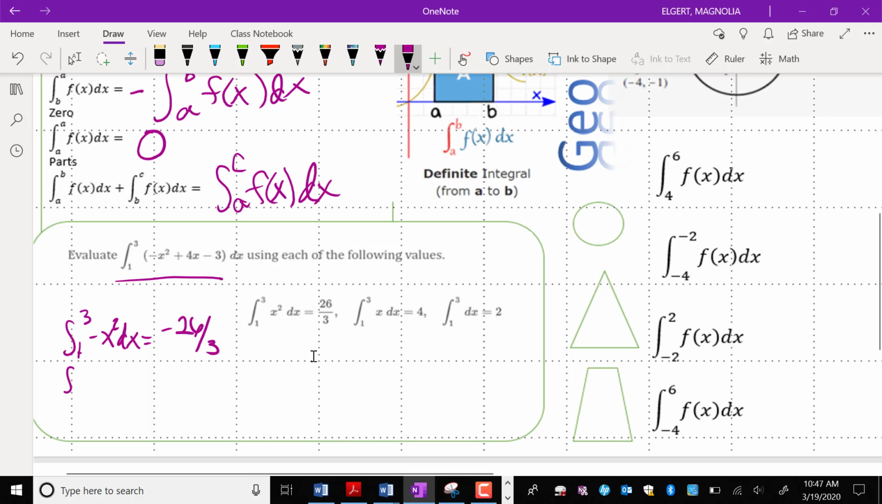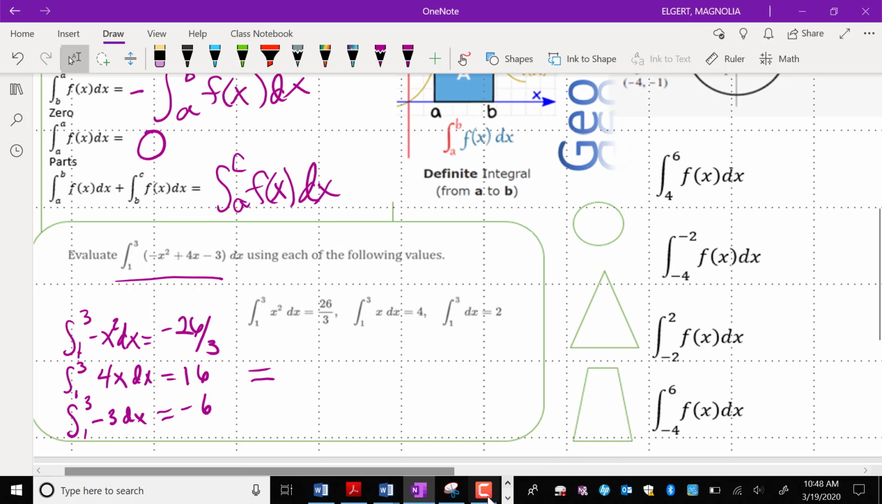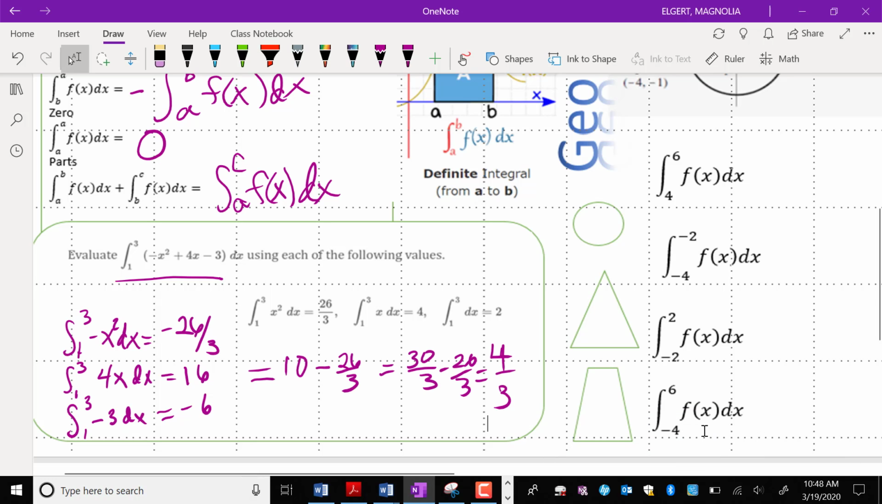My next one is from 1 to 3 of 4x dx. So I'm going term by term. So the integral of x is 4, so 4x would be 4 times 4, which is 16. And then my last one is from 1 to 3 of negative 3 dx. Well, dx itself is 2, so for negative 3 dx we would multiply, because that's a constant or a coefficient. So negative 3 times 2 is negative 6. So then to get your answer for this, you would add all of these. You might have to get your calculator to add, but that is 4 thirds.